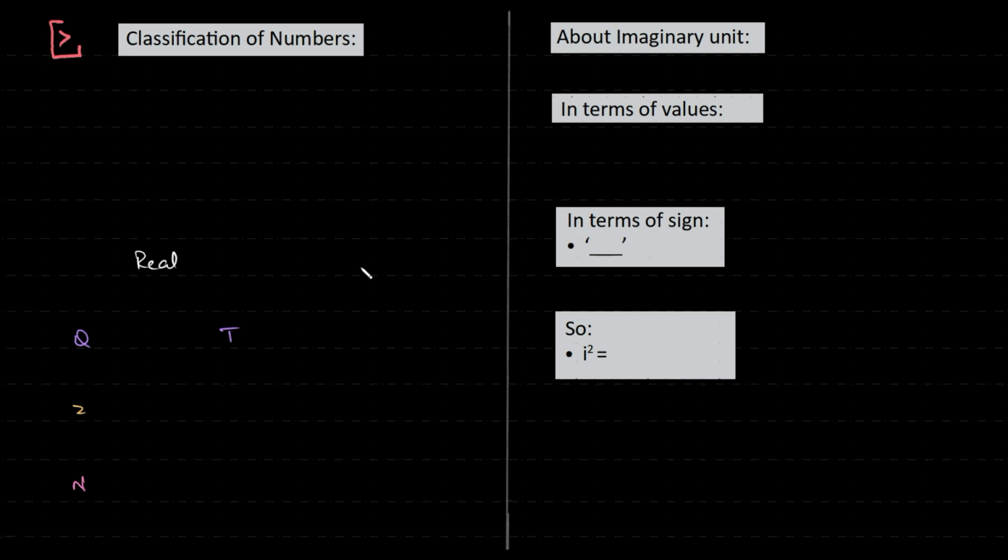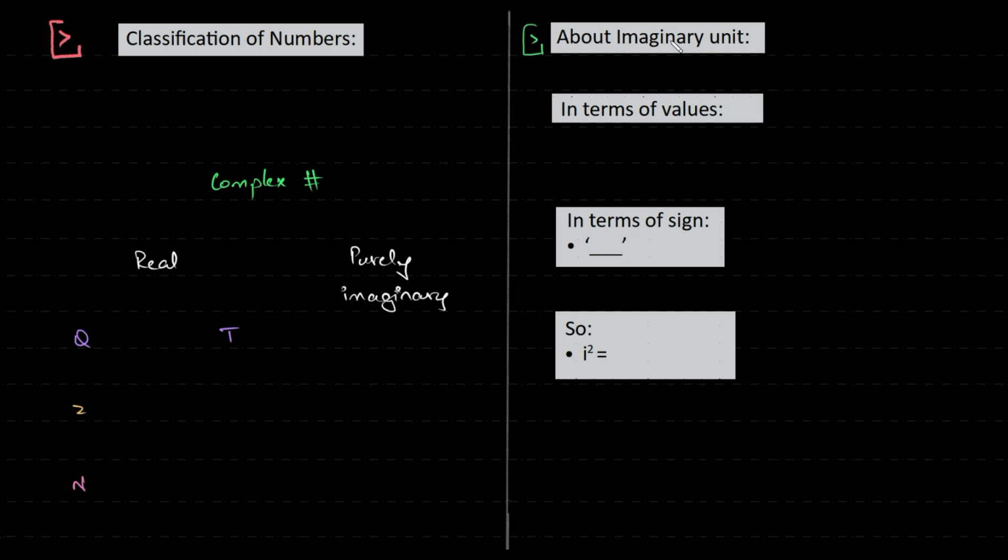The opposite of real number is something that is new to us, something called purely imaginary. And combining both of them, we have something called a complex number. And that's the topic that we are learning. So this is the broad classification of numbers. Now, let's look into this imaginary part.